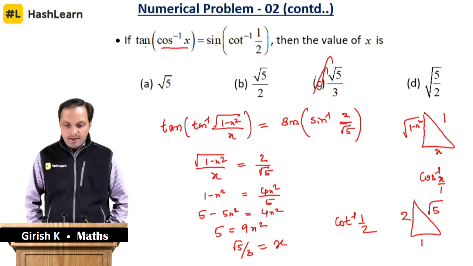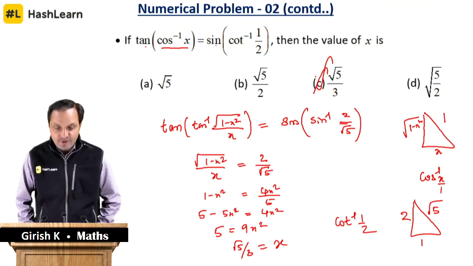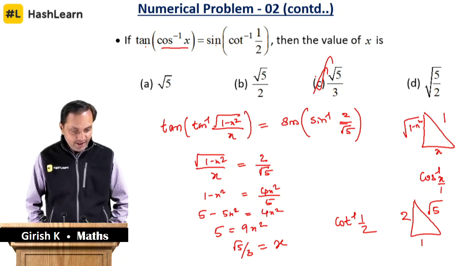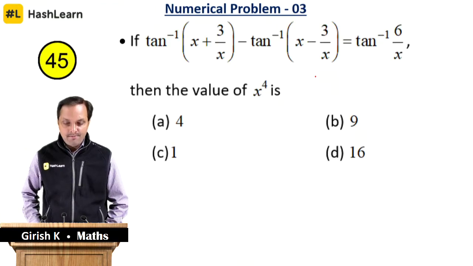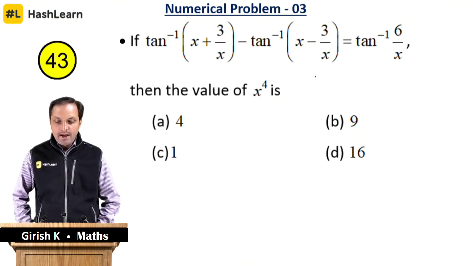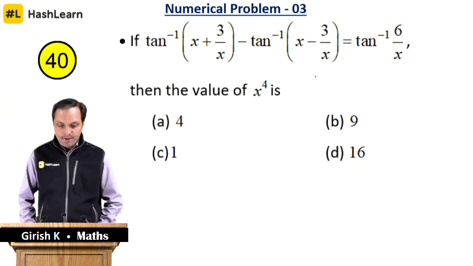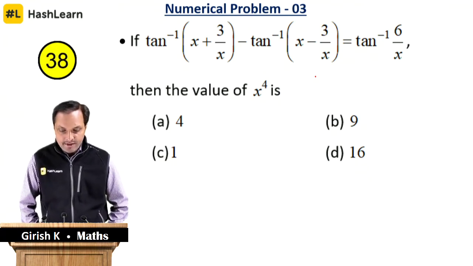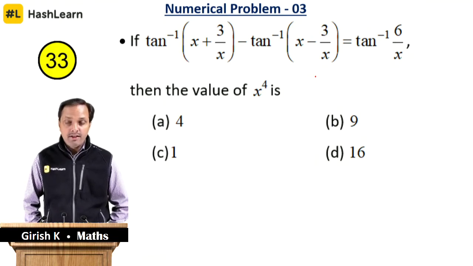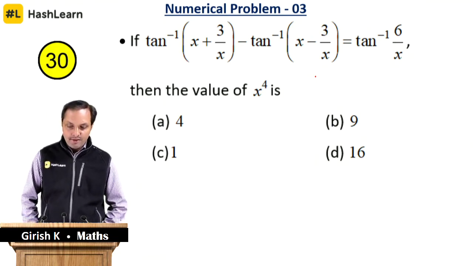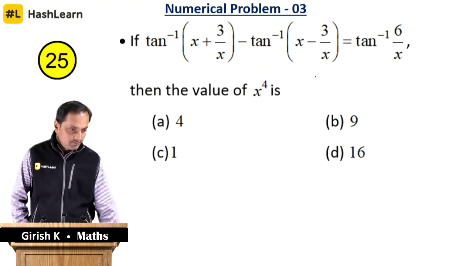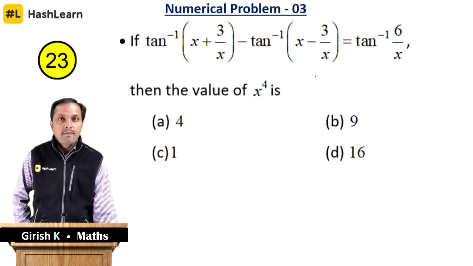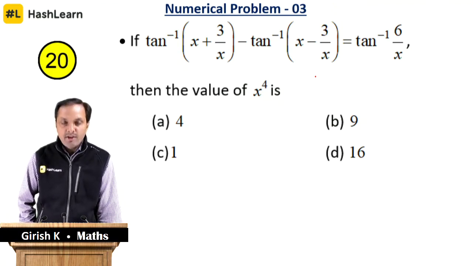That's great. Let's come to the next numerical number 3. So get ready. Again you will have 45 seconds. Here is the problem. Again the value of x power 4 they are asking you. Tan inverse x plus 3 by x, tan inverse x minus 3 by x is equal to tan inverse 6 by x. What is the value of x power 4? What is the answer? Numerical number 3.